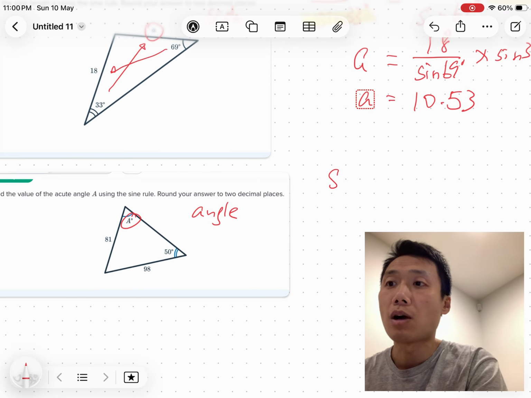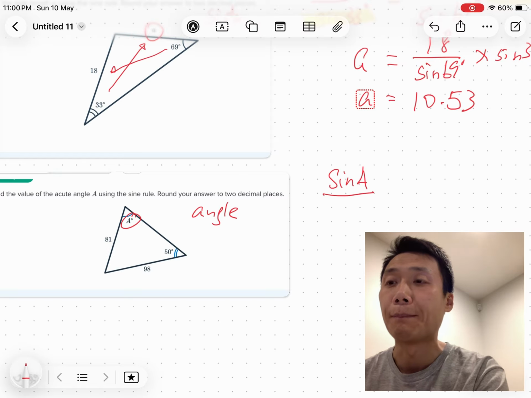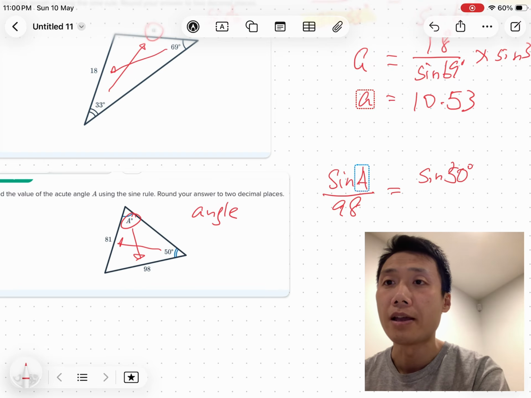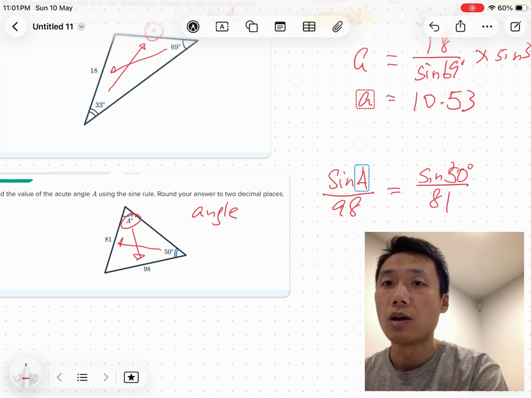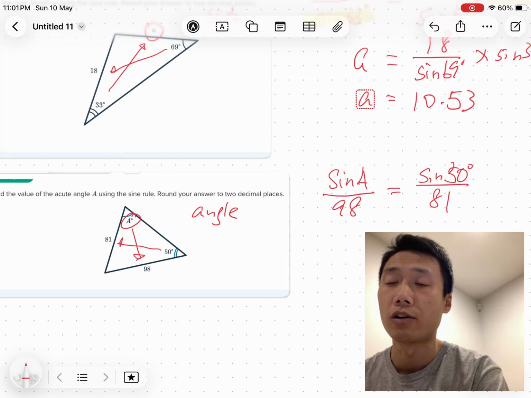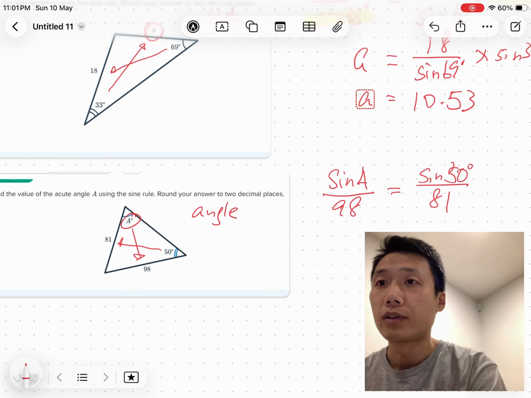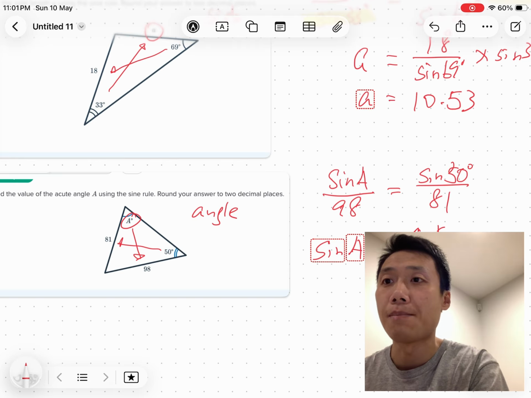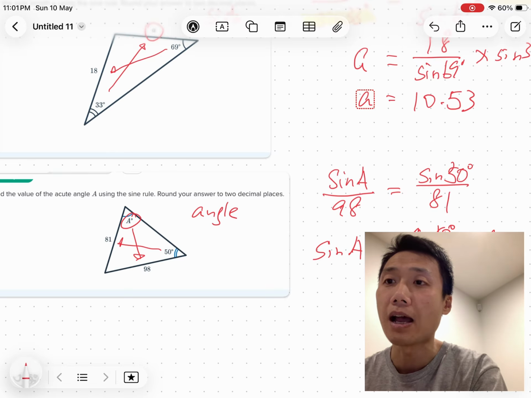The reason why we are writing this is because we want to keep the unknown we are going to find on the numerator. So what we're going to do is just multiplication, moving the denominator to the right. Here we have sine A over 98, the opposite side, equals sine 50 over 81, also the opposite side. The step is easy. We just put the 98 to the right hand side by multiplying.